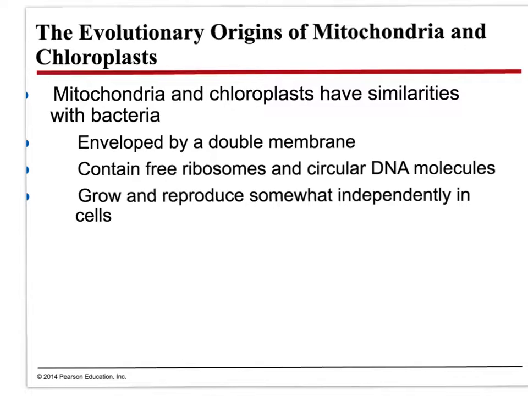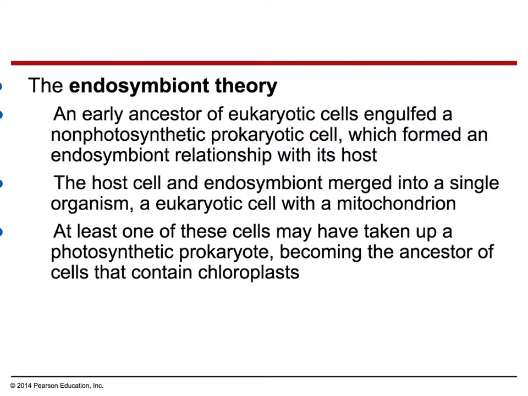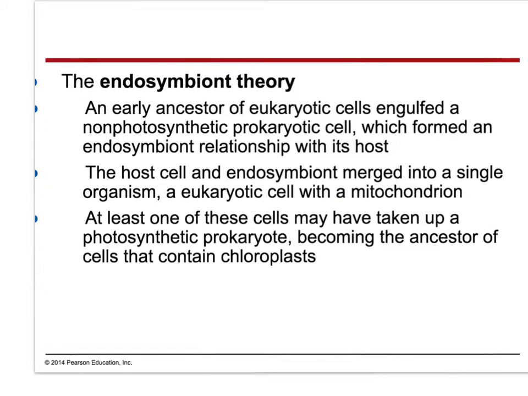But at some point in time, a eukaryotic cell that ended up with a membrane-enveloped nucleus engulfed or brought in somehow a mitochondria, another bacterial cell that was free-living, and a deal was sparked. The bigger cell with the nucleus, the eukaryotic cell, said, I can offer you plenty of free space and plenty of energy, sugars, and in return, you break that down and you offer me ATP, and we're going to be happy together. And that's what happened. That's your endosymbiont theory. That an early ancestor of eukaryotic cells somehow engulfed first a non-photosynthetic prokaryotic cell, which formed an endosymbiont relationship.